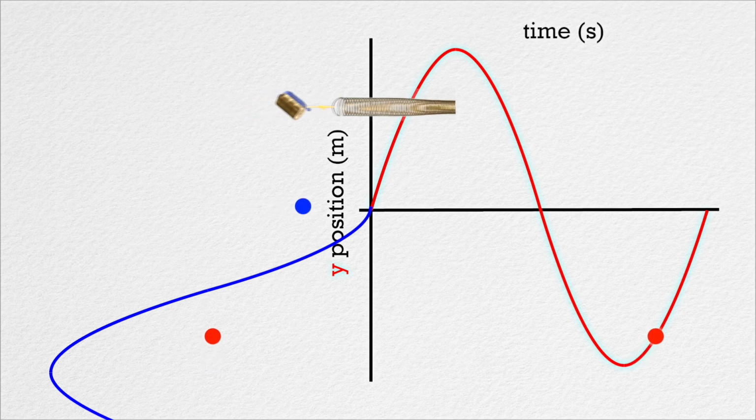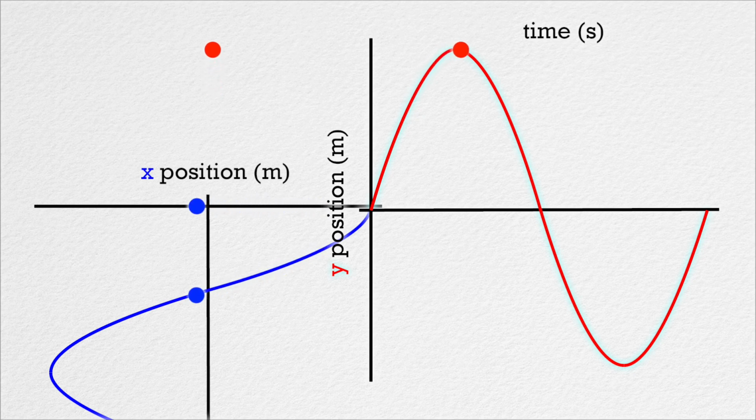Actually, no. The dot starts at its maximum value, so it's actually a cosine curve. Right, cosine. It's a cosine curve because it starts at its maximum values. Correct, Bobby. The curve created by the dot moving in simple harmonic motion in the x direction like this is a cosine curve.